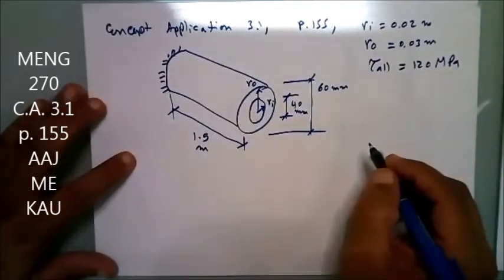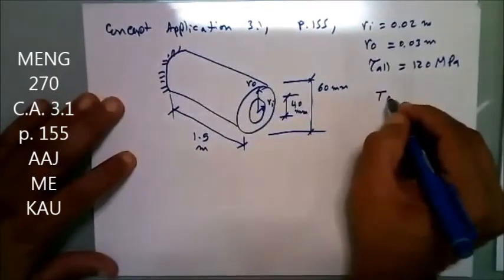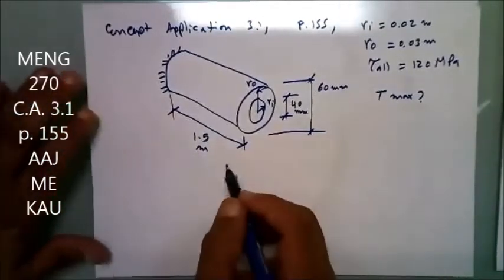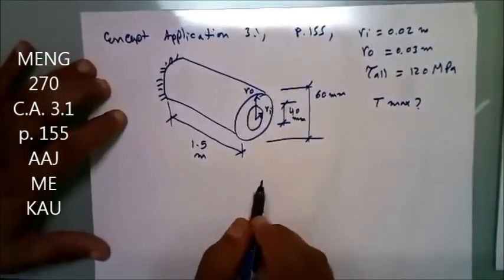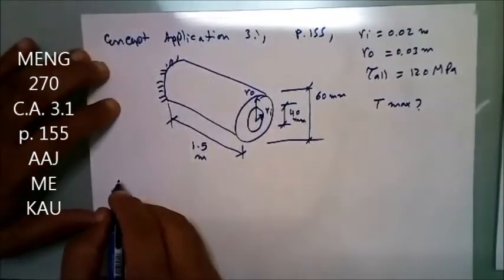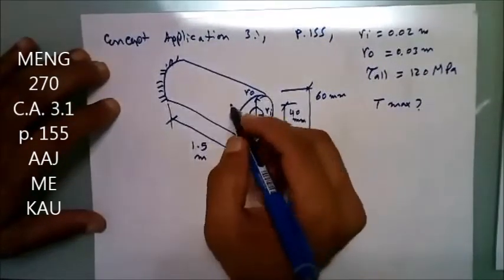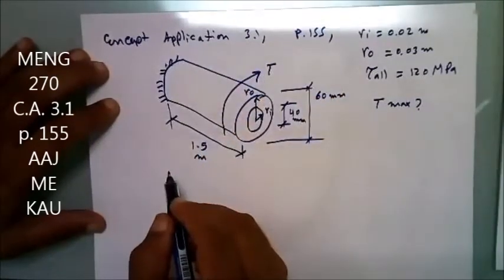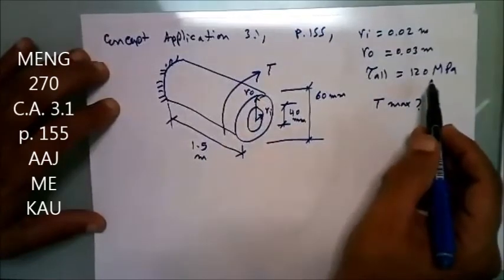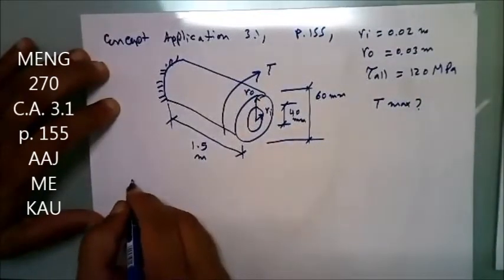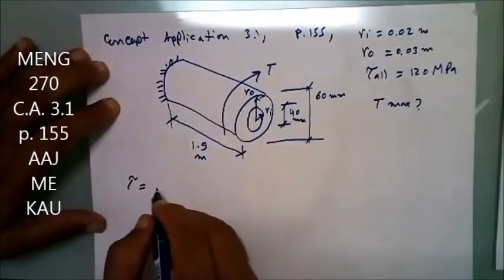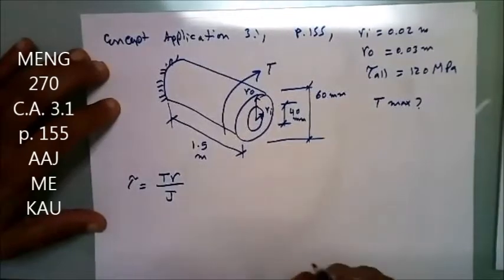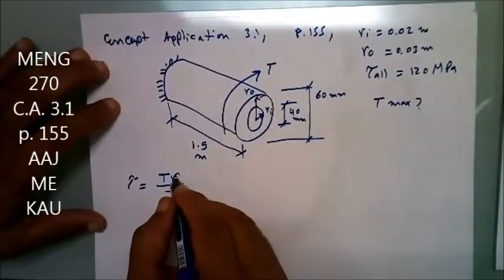What is needed? He is asking what would be the T maximum. So let's go ahead and apply the equation that we just learned. The equation for the shear stress, now we have a torque. This is the torque he's asking for, the maximum torque that will create this much of a stress. The shear stress in a torsional problem like this is simply T R over J. So we need to find R and J.